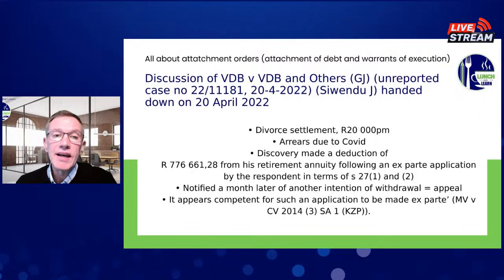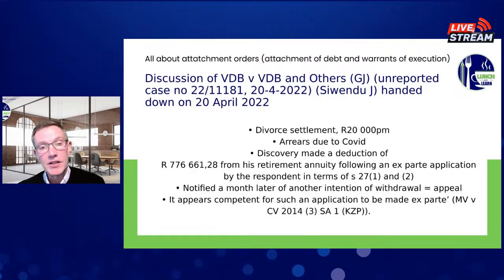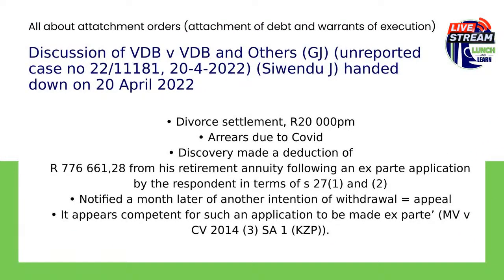It's an unreported case from the Gauteng court where Judge Shiwendu, it was handed down on the 20th of April last year in 2022. And I actually did an article in the Deribus magazine, which dealt specifically with arrear maintenance and the whole procedure that needs to be followed in terms of Section 27. So what had happened in this matter is there was a divorce settlement and the respondent was ordered to pay 20,000 Rand a month for maintenance for the children.